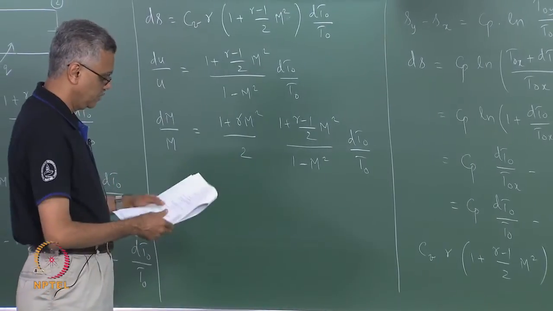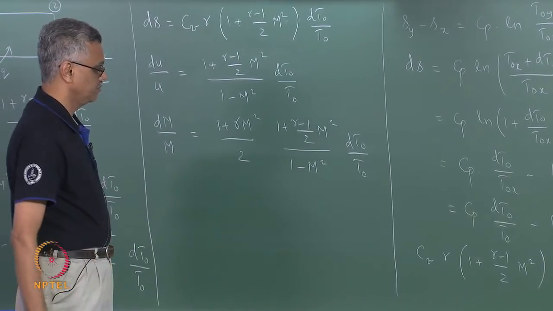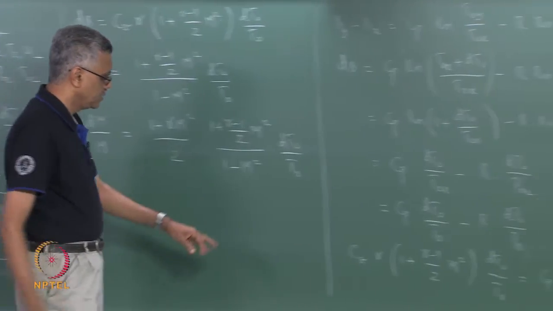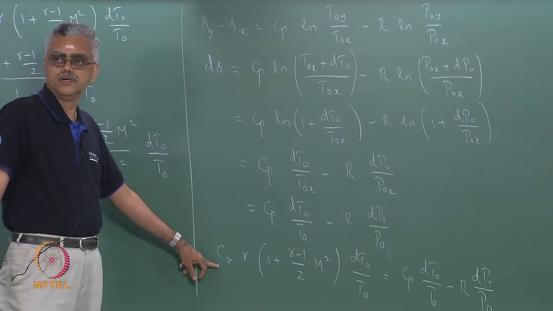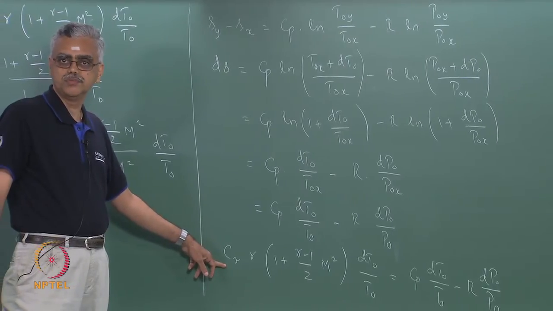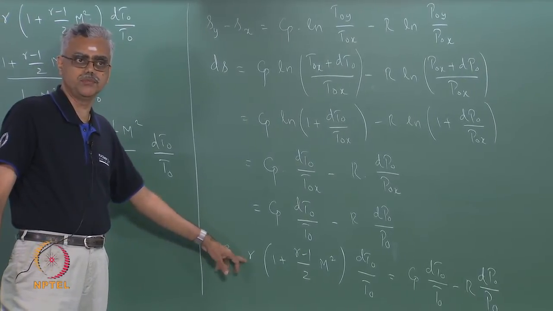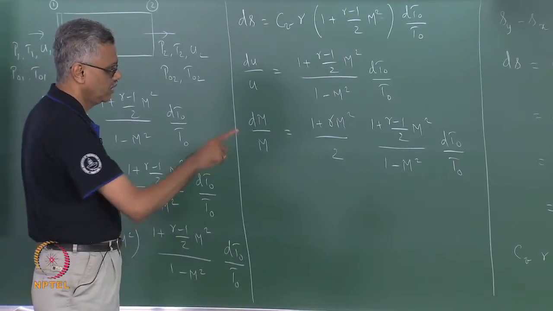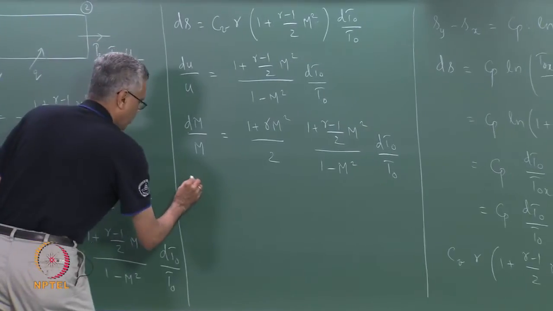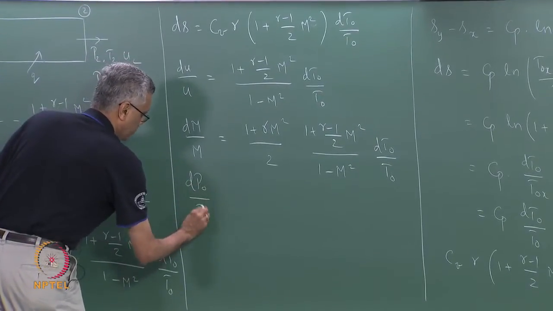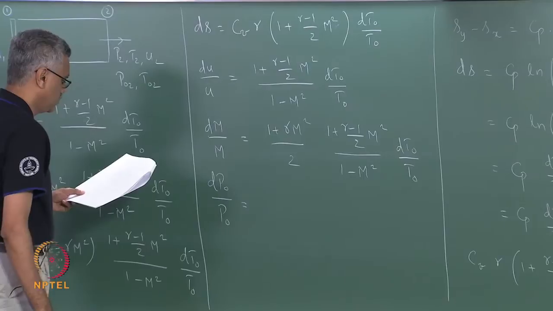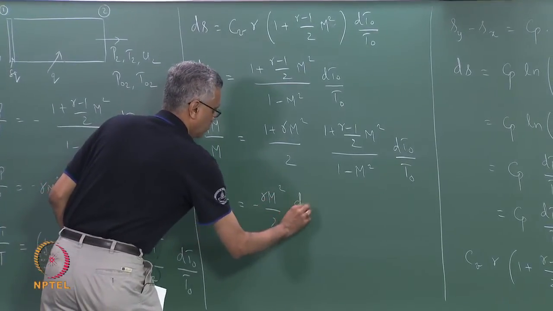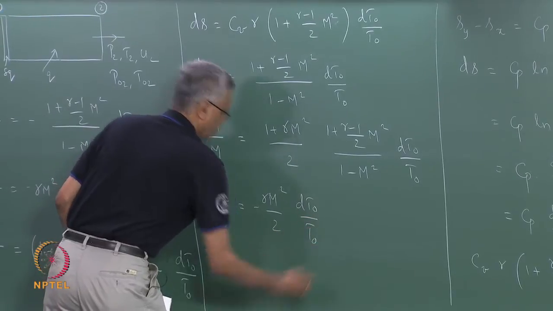If I do a little bit of algebra and rearrange this, it actually works out to be something very simple. Notice that Cv times gamma is nothing but Cp, right? Gamma is Cp over Cv, so Cv times gamma is Cp. So with a little algebra, I end up with a very simple expression for dP0 over P0, which I am going to write here along with the other equation. dP0 over P0 is equal to minus gamma times m square over 2 times dT0 over T0.